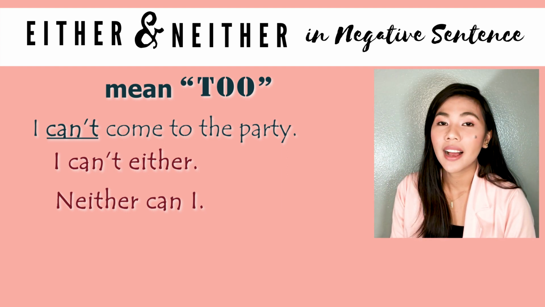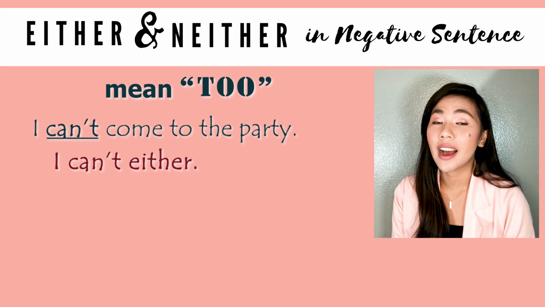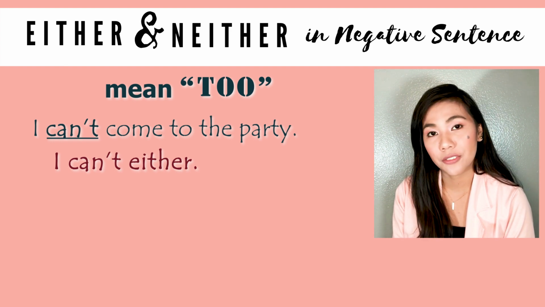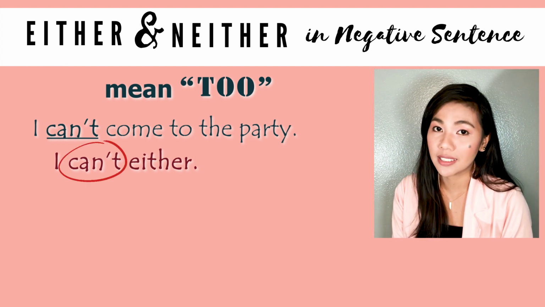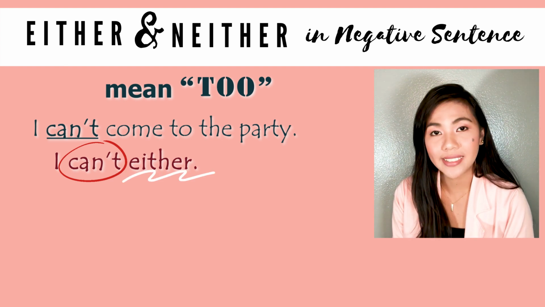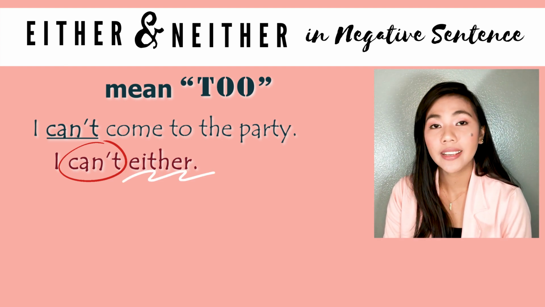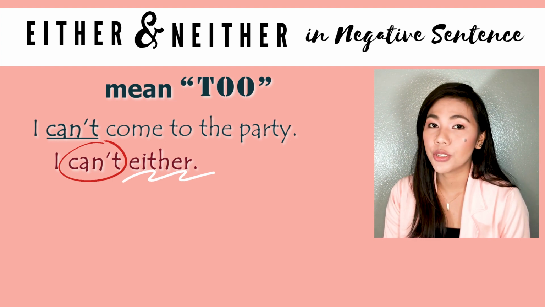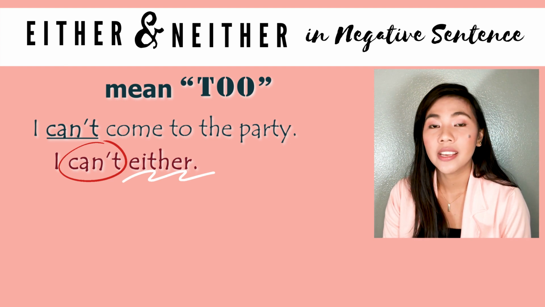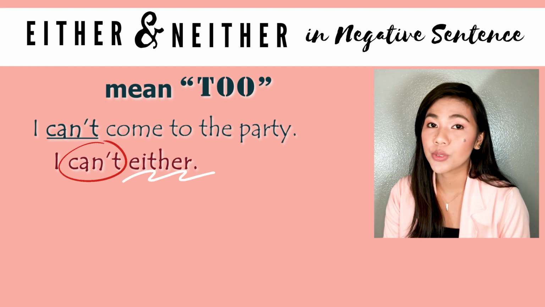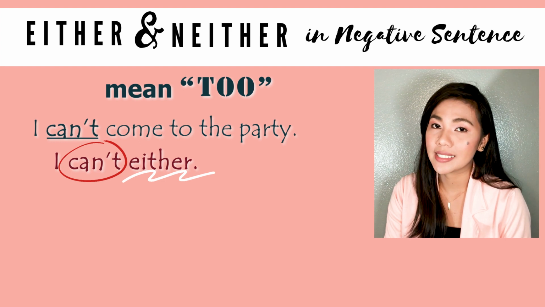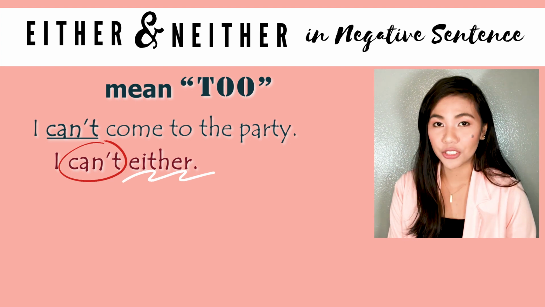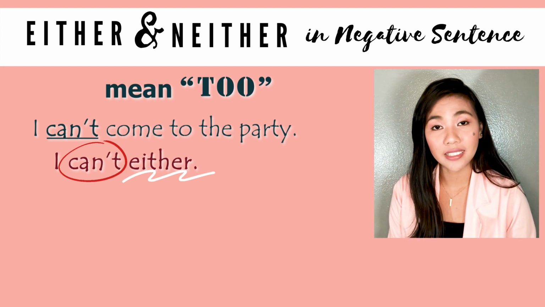In our example, I can't come to the party, and we said I can't either. So here, either is combined with a negative verb, can't or cannot, and either comes last in a sentence. In our example, I can't come to the party. I can't either. So we answered with I can't either. Here, either is used with the negative verb can't. But always remember we only use the contraction. So we say I can't either. We don't usually say I cannot either.